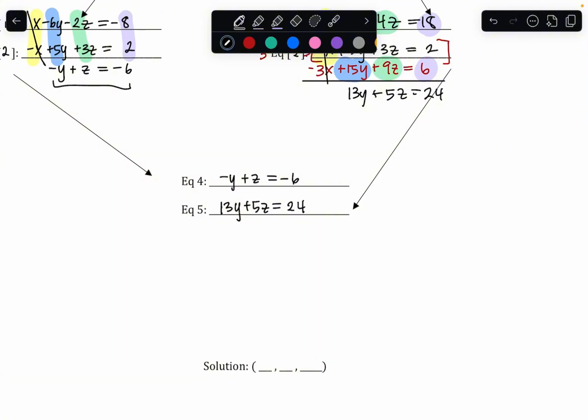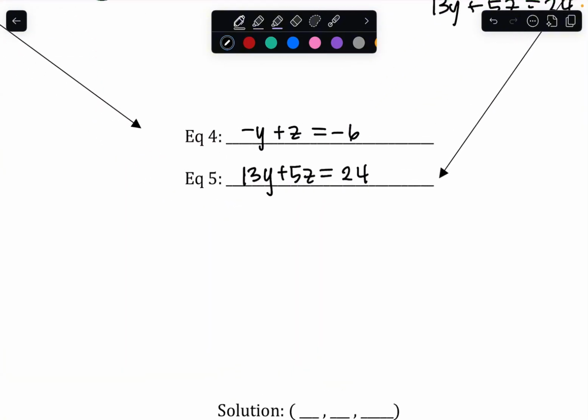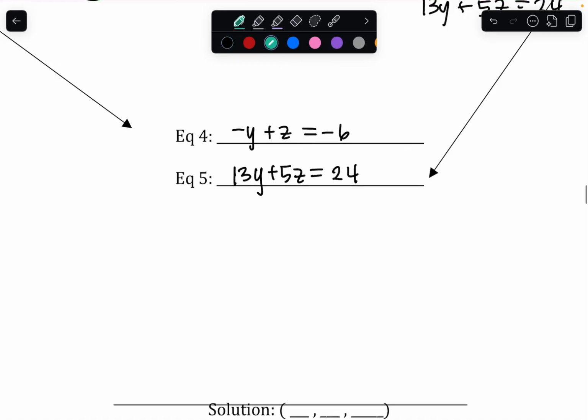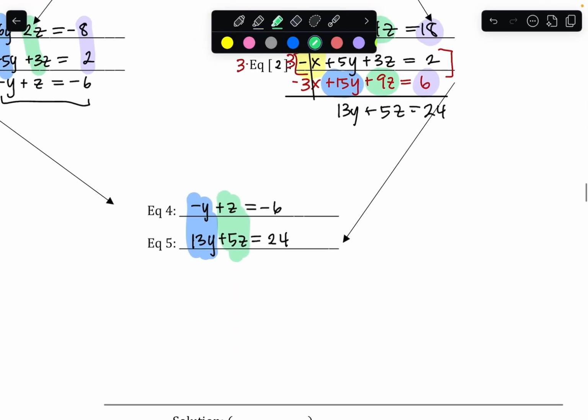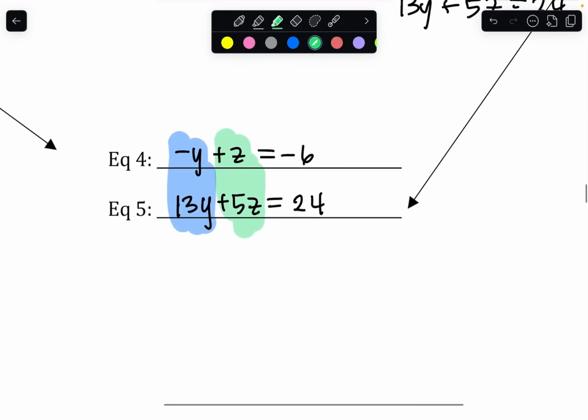Now at this step right here, you want to check and make sure that you have the same variables. We have y's and z's. If you accidentally eliminated the wrong variable in this second step, you'd find your mistake right here. You need to have the same variable.